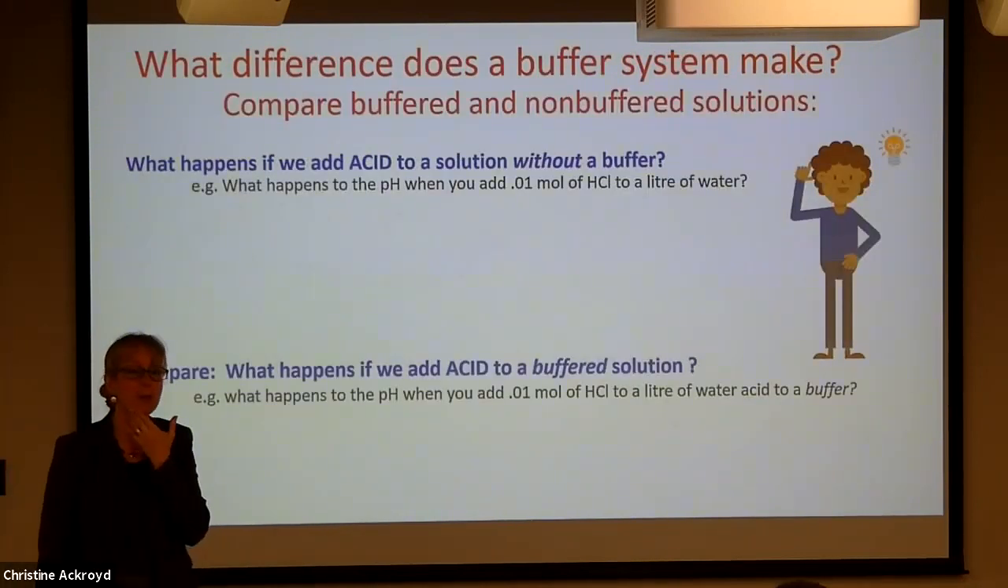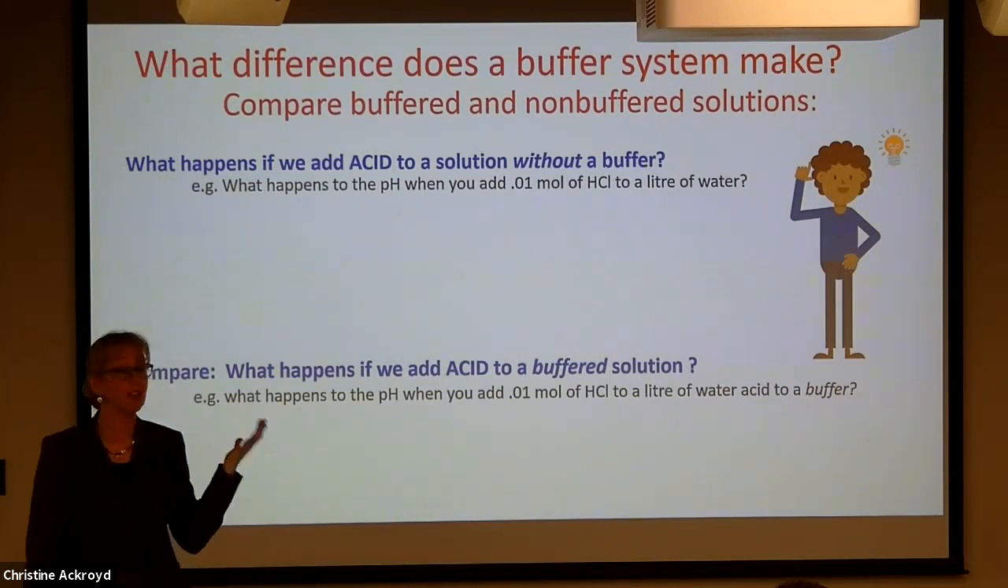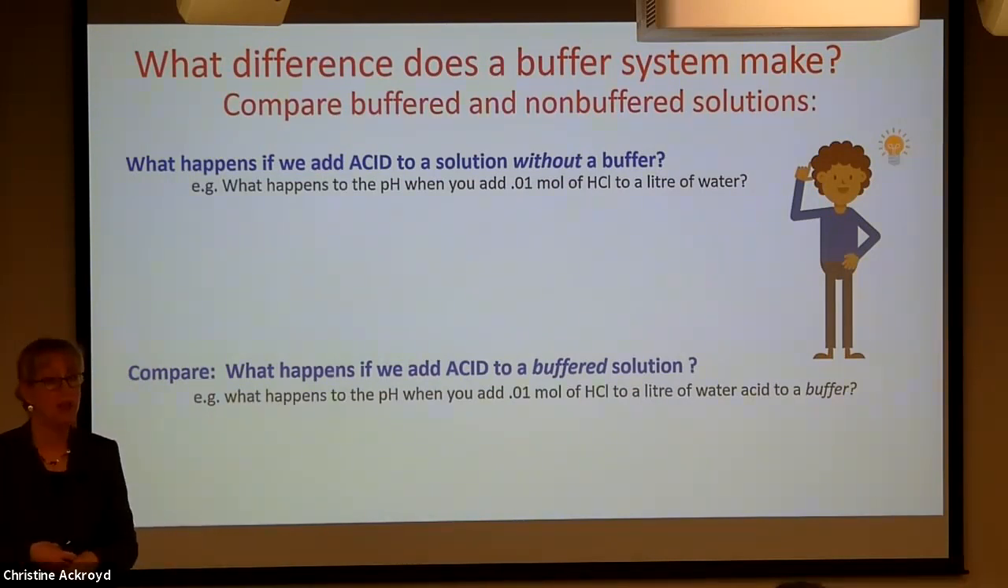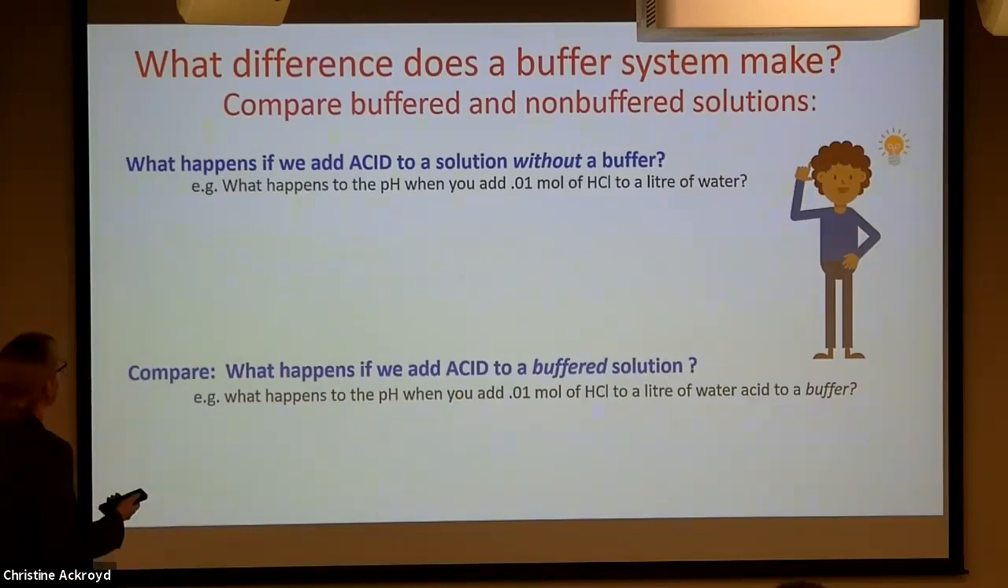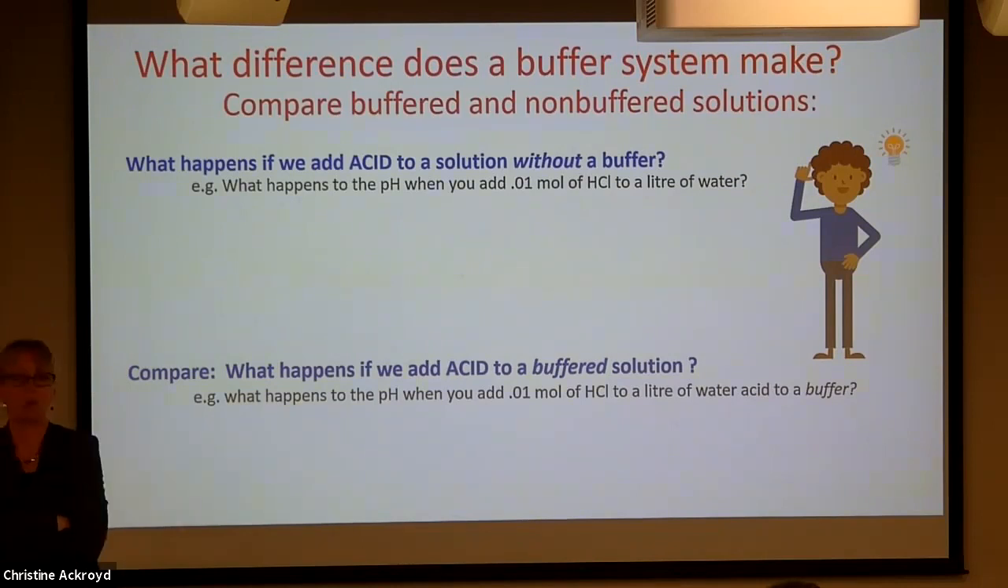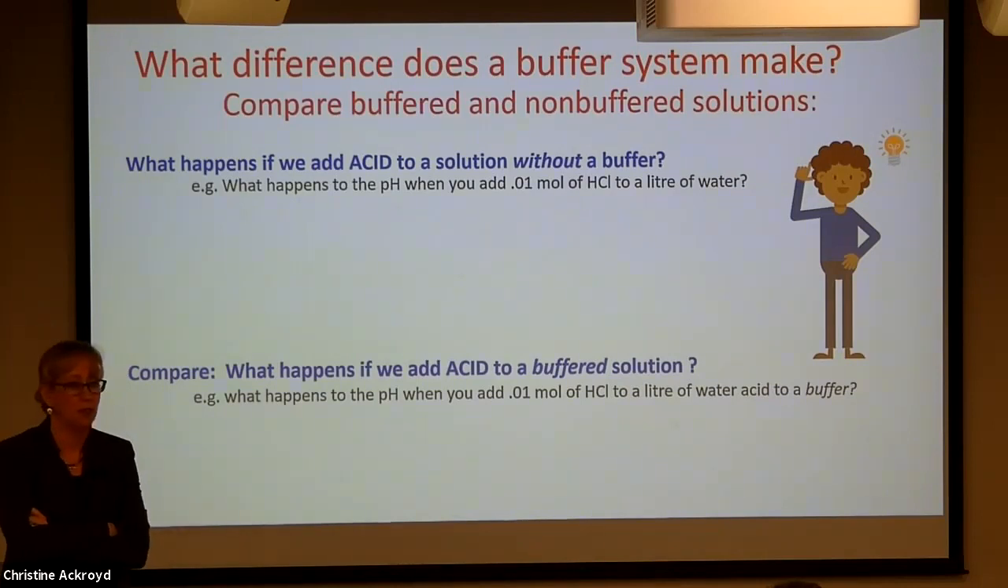Suppose we're doing an experiment where you need to add a certain amount of acid. Like maybe one of the reagents is only soluble at low pH. So you have an acidic solution that you need to add to the rest of your solution. If your original solution is not buffered, if you add 0.01 moles of HCl to a liter of water, what's going to happen to the pH? Go down because you added HCl, right? How much is it going to go down?